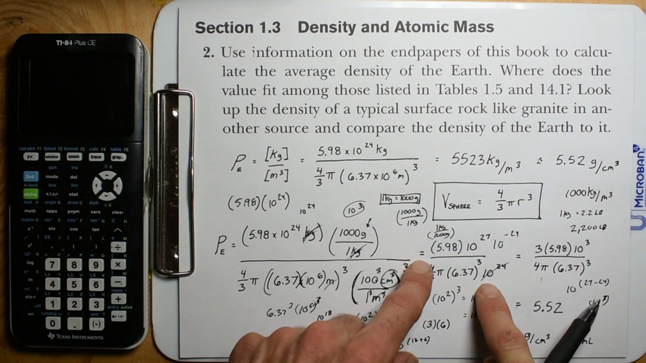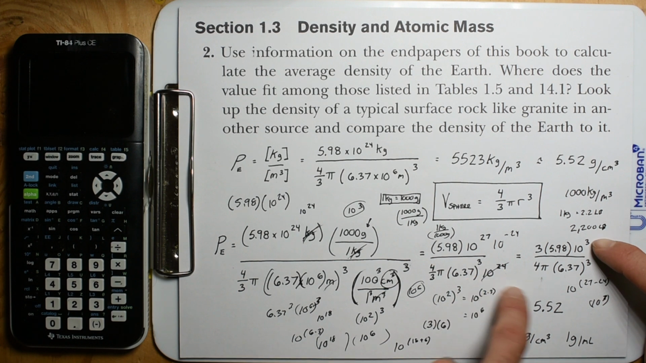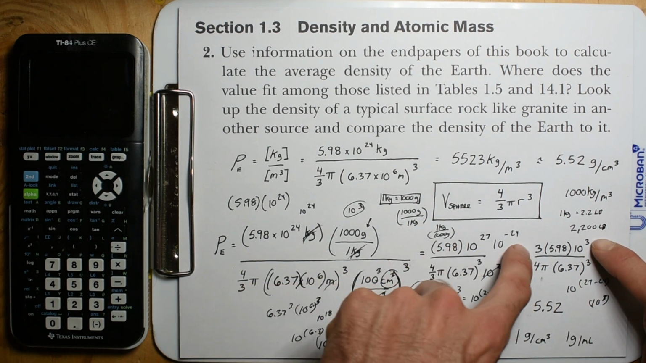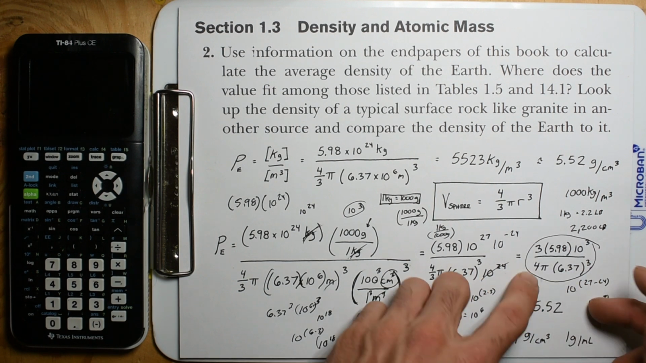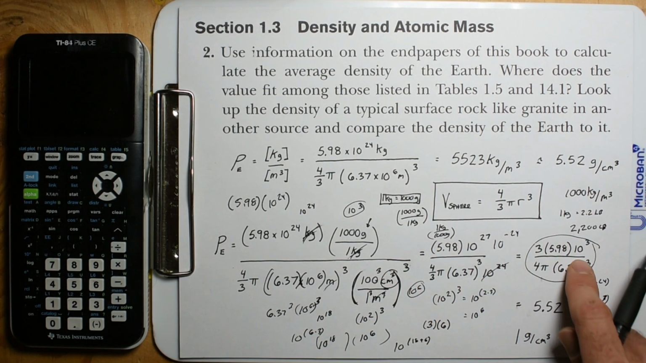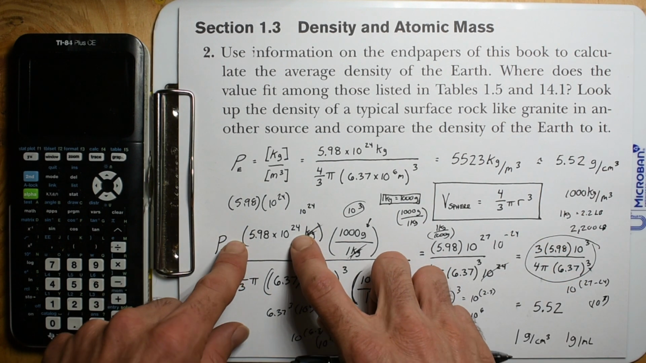So you got 10 to the 3. You have this 6.37 cubed. 4 pi. I brought the 3 upstairs. And all this also just is 5.52. Why I did it this way is because a lot of these first chapter problems, you're going to be working with numbers that are hella big.